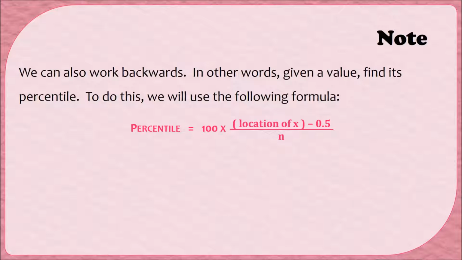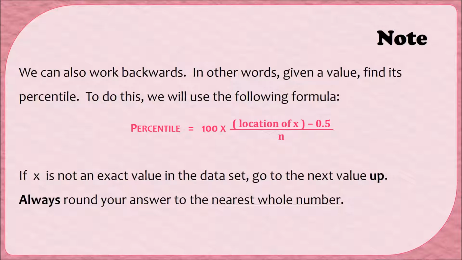Notice that this percentile formula uses the location of the value, not the value itself. So once again, before we can state our answer, we need to find the location of the value that we're looking at. When we use this process, if x is not an exact value in the dataset, you're going to go to the next value up. Also, you will always round your answer to the nearest whole number.